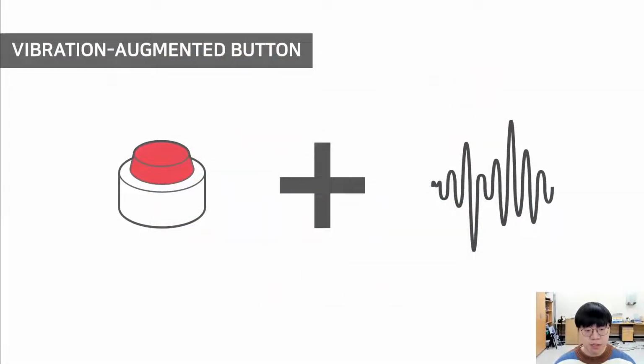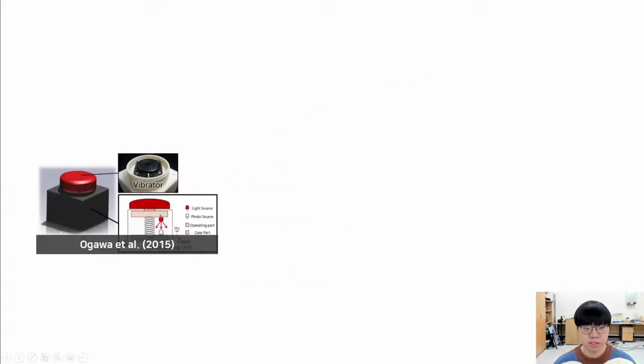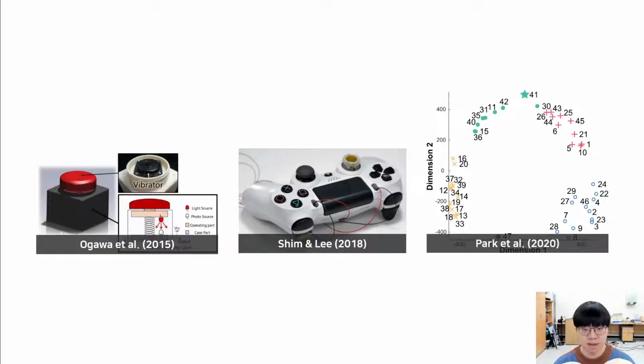To this end, vibration-augmented physical buttons have emerged as a new alternative, offering the advantages of both physical and virtual buttons. This simple technology affords a variety of feels to a single physical button by providing additional vibration. Ogawa first presented the idea with a compact prototype. Shim applied the idea to a gamepad for demonstration. And finally, Park expanded the idea by designing many augmented buttons and quantifying their perceptual effects.